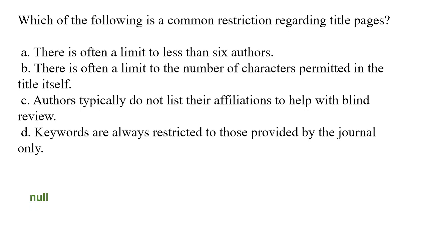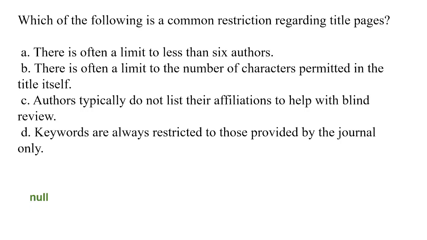Keywords are also always restricted to those provided by the journal only. I don't think that works either, because no matter how specific a journal might be regarding the scope of work they want to publish, different articles will be putting forward different points. It should be under the authority of the authors to decide what keywords are essential in locating their research paper online. Similarly, I have not heard about any journal with this kind of restriction.